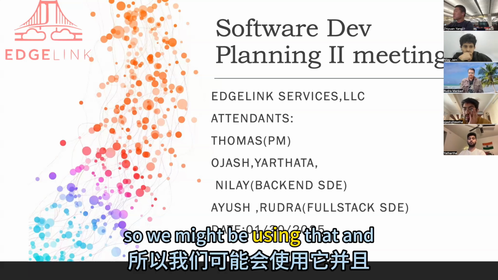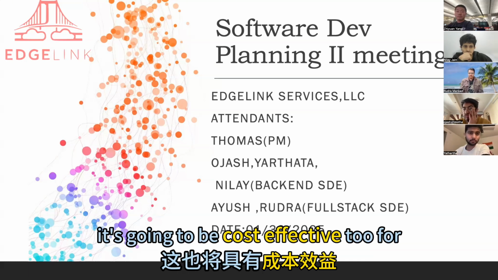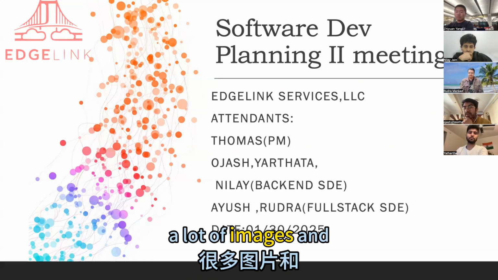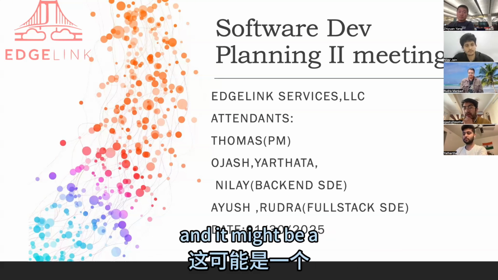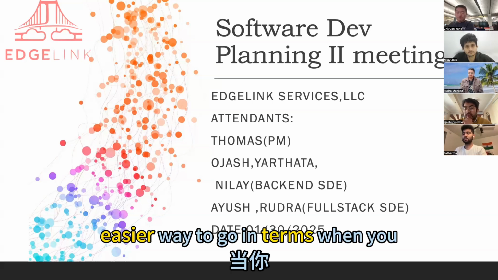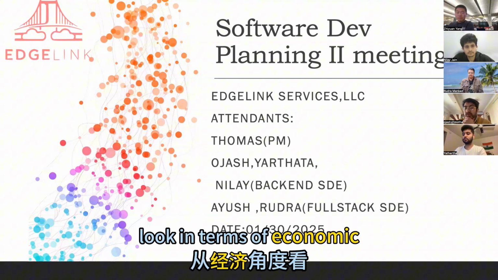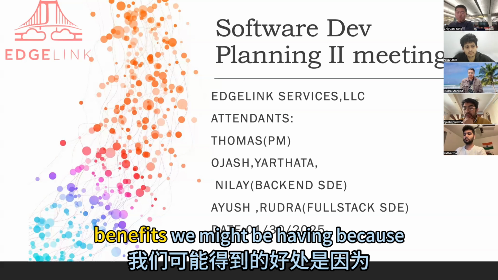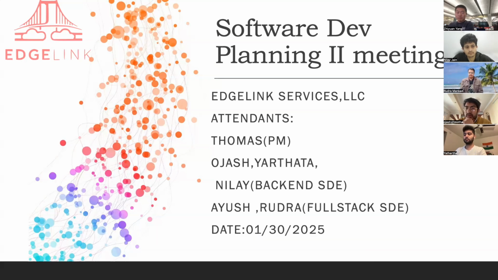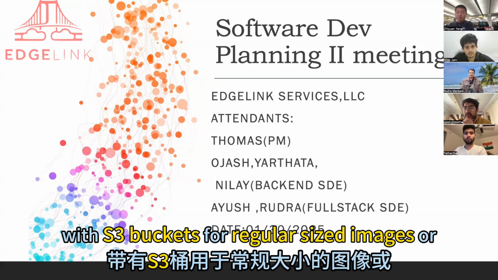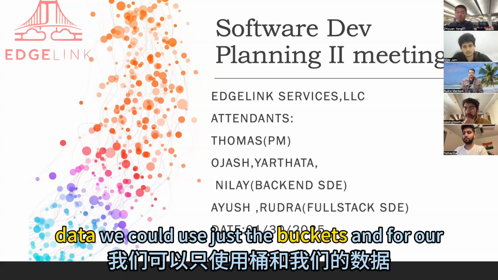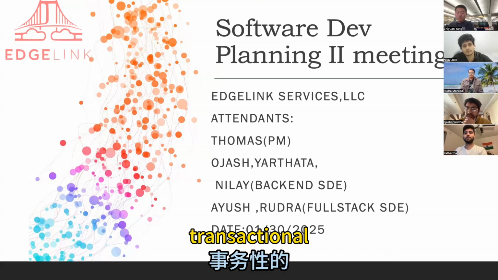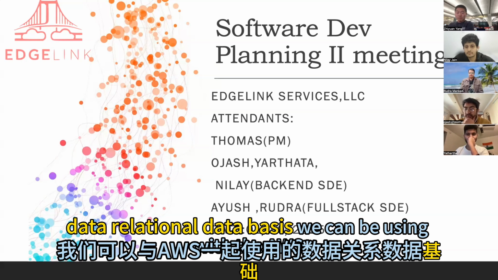So we might be using that, and it's going to be cost effective too. For a lot of images and usually bulk data, we could probably be using an S3 bucket, and it might be an easier way to go in terms of the economic benefits. With S3 buckets for regular size images or different data, we could use just the buckets, and for our transactional data, the relational databases, we can be using AWS RDS.